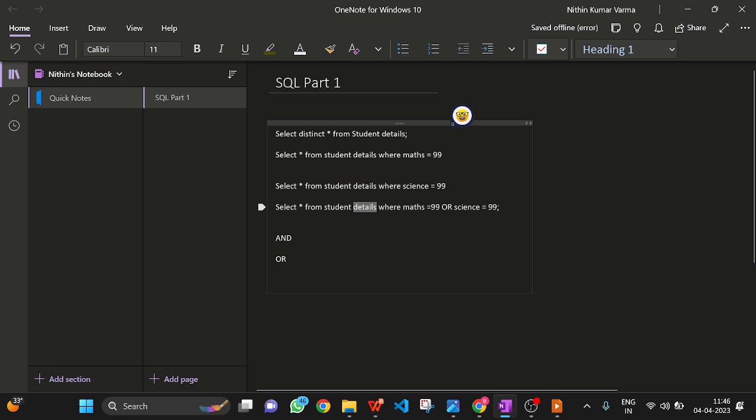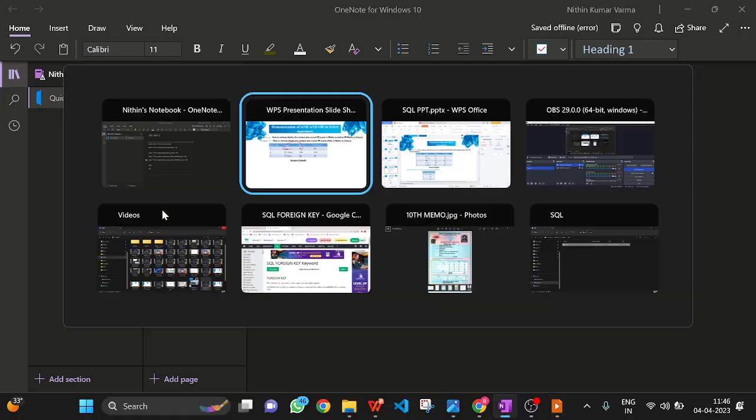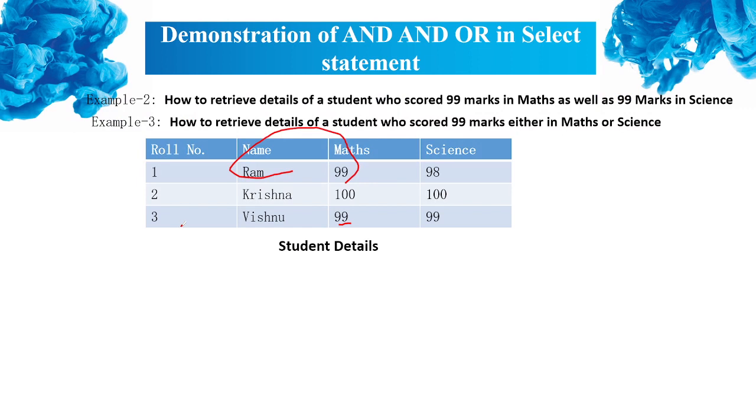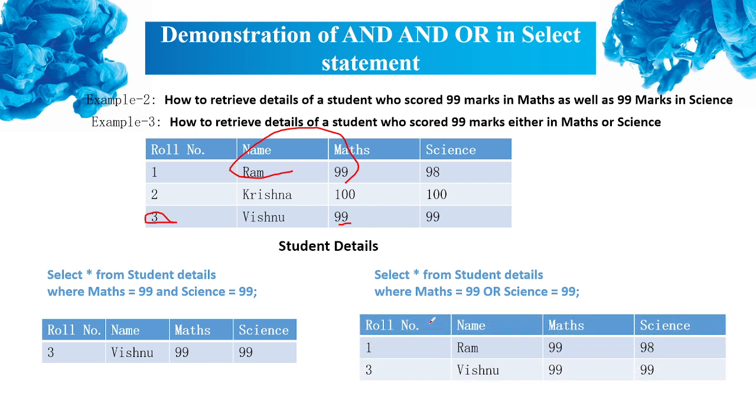Now in the same way, if you want to know the students who got 99 or 100 in both the subjects, so take the 99 only. If you are using the AND keyword here, that will give you only 99, right? So only Vishnu's tuple will be given. If you use OR, two tuples will be printed.